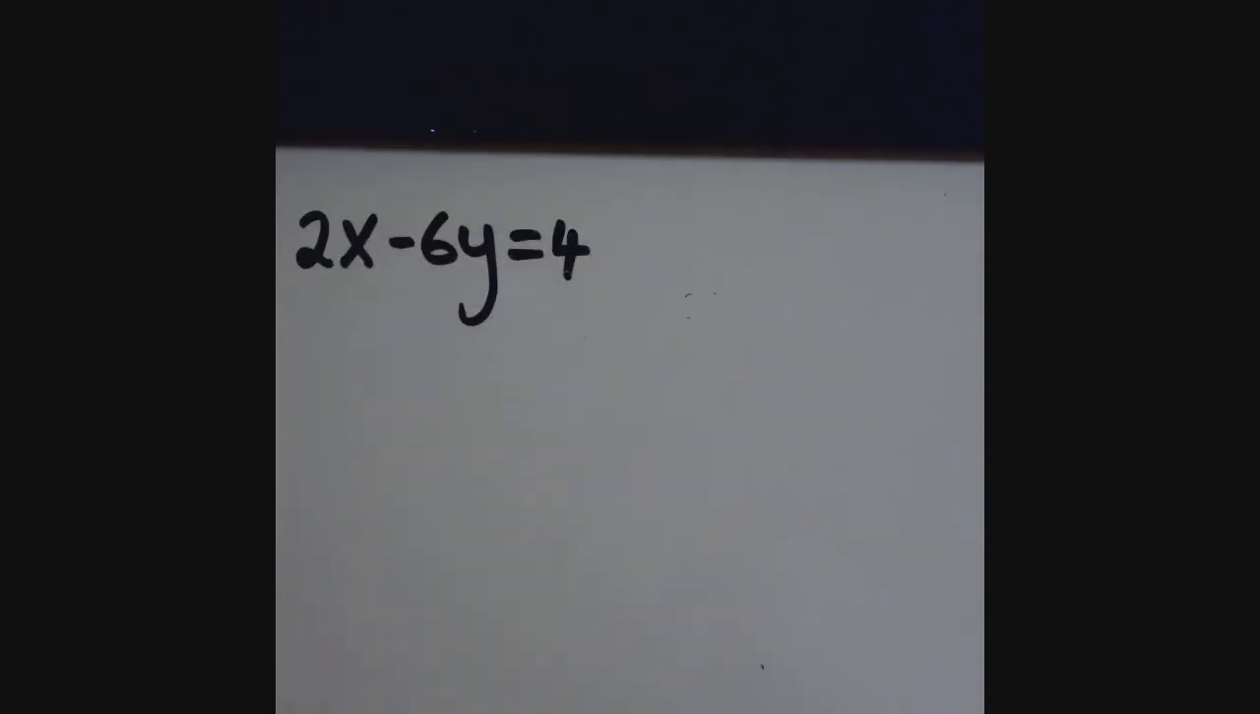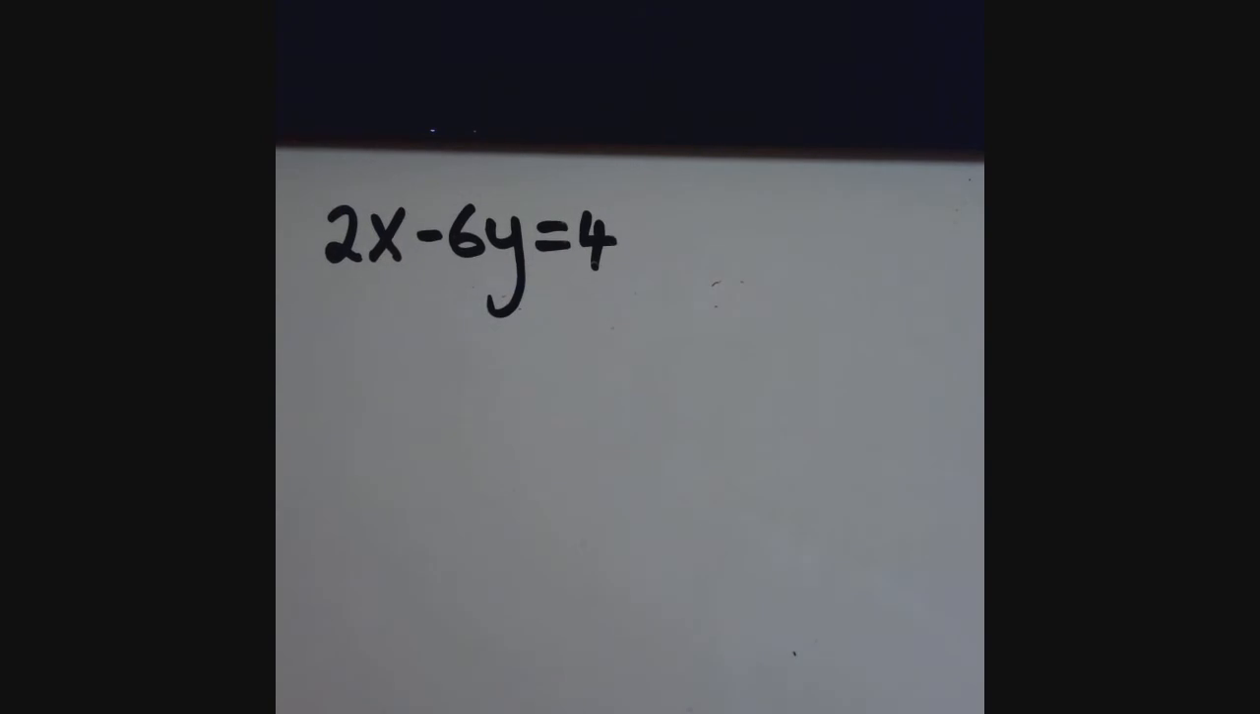Okay, so we're going to take one. It says, write an equivalent equation in standard form. So they've given you 2x minus 6y equals 4. Okay, so I'm just going to write that. 2x minus 6y equals 4. Okay, let me go ahead and move that over so we can see it.